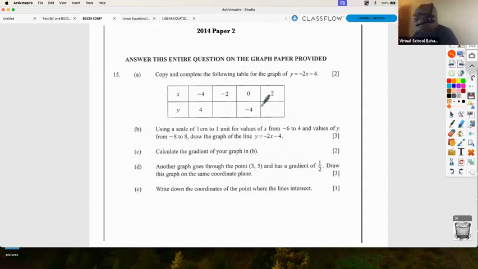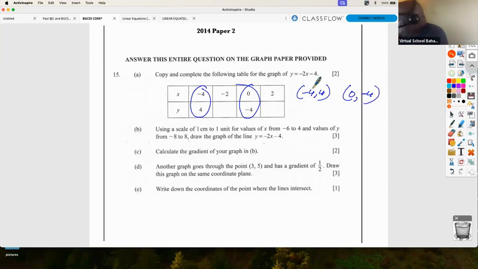Look at this question. Whenever you have an exam, you will have to calculate for the table, but I want you to use this point and this point here and calculate your gradient. So the first point would be negative 4 comma 4, and your second point would be 0 comma negative 4. So this is an exam question that you're going to calculate your gradient from.